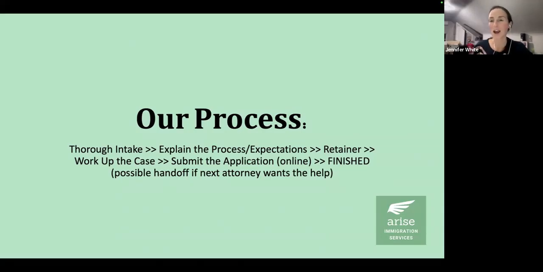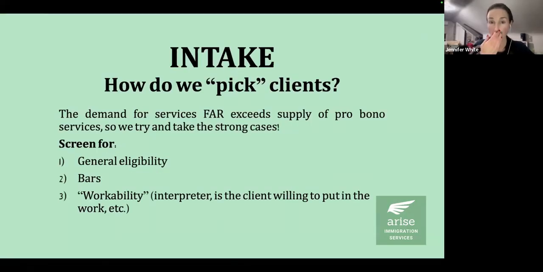So again, harping on that whole client-centered idea, I think it's really important to try to answer those questions and deal with those stresses that the clients generally have before you get into the meat of their case, because a lot of times you can build a lot of rapport if you handle those issues from the jump. So that's an overview of the process.